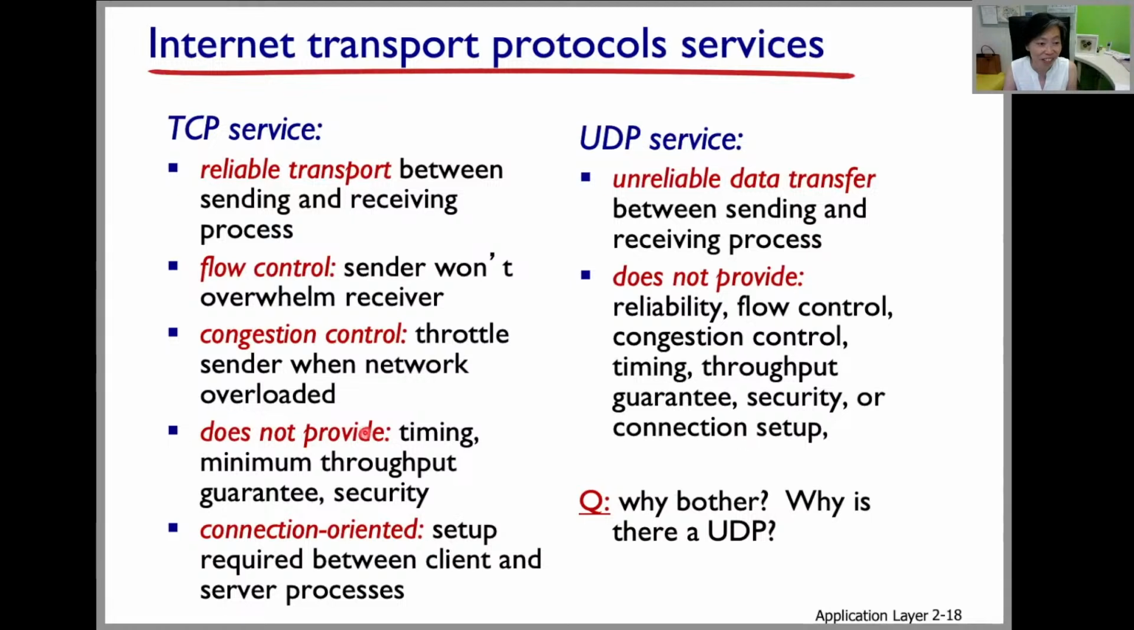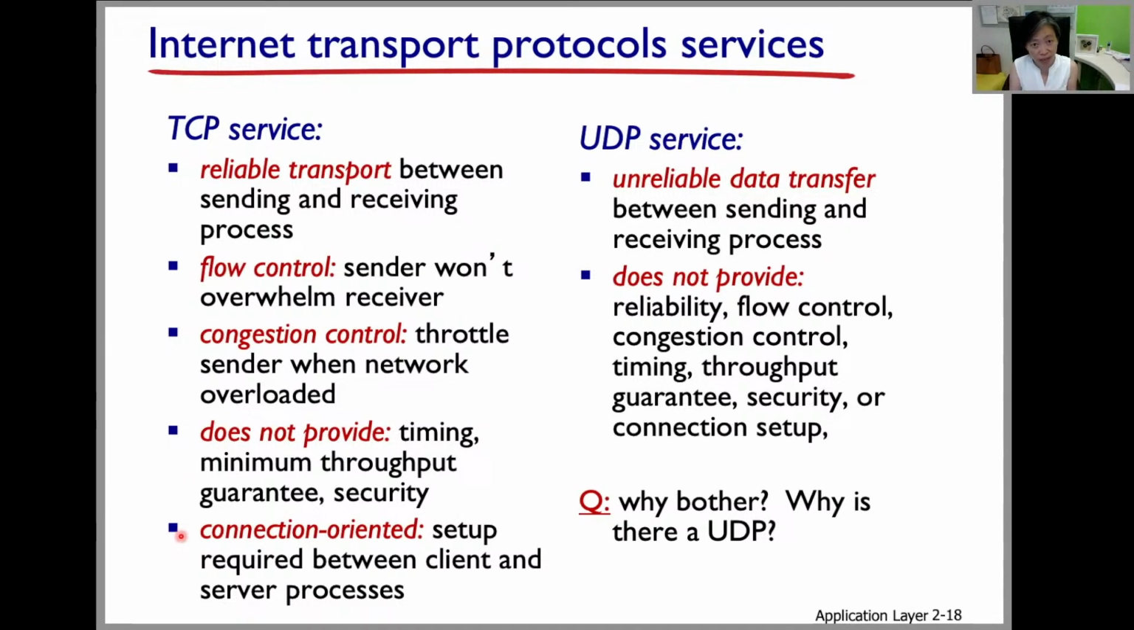TCP, however, does not do this: timing guarantee, minimum throughput guarantee, security guarantee. So the other three QoS requirements we talked about, TCP does not provide. The only QoS guarantee it provides is reliable transport. So this is TCP.